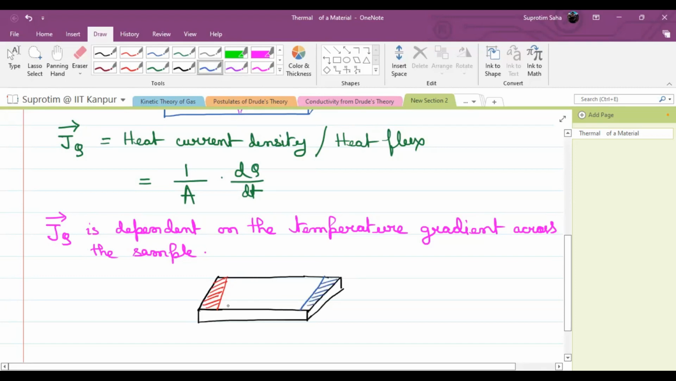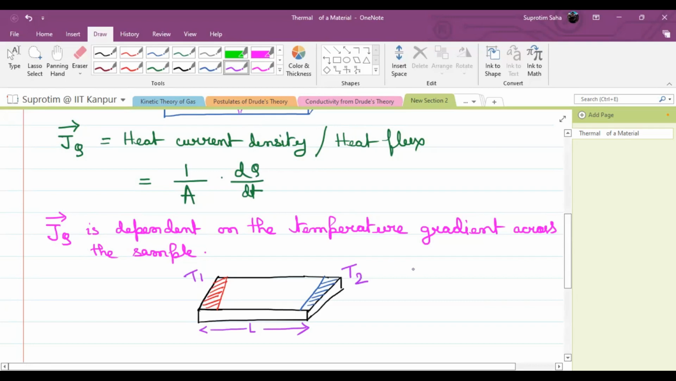So, this is the length of the sample. This is a temperature T1 and this is a temperature T2. So, if there exists a gradient of temperature across the sample, in addition to that, how much is the difference?